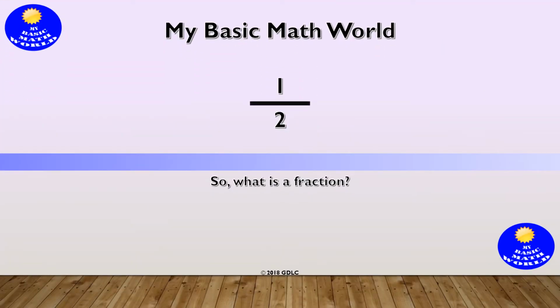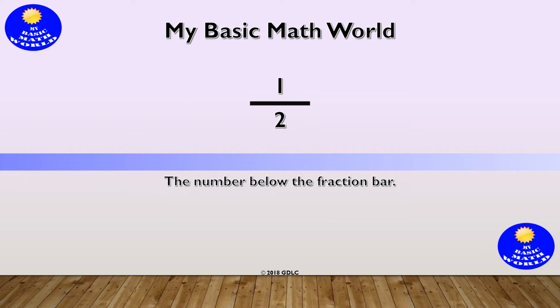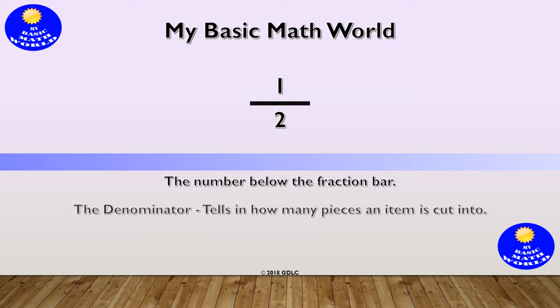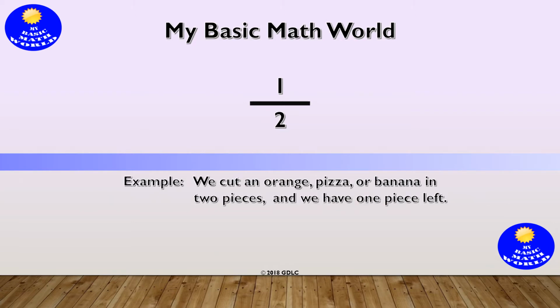So, what is a fraction? The number above the fraction bar, the numerator, tells how many pieces we have left. The number below the fraction bar, the denominator, tells in how many pieces an item is cut into. Example, we cut an orange, pizza, or banana in 2 pieces, and we have 1 piece left.